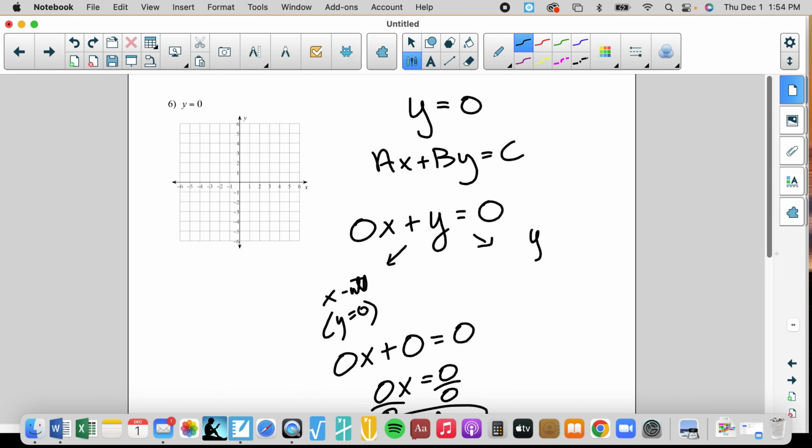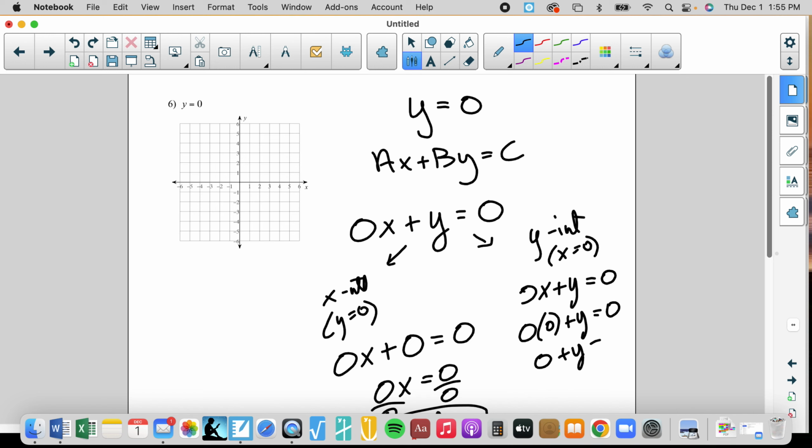Let's do the y-intercept. Y-intercept, x equals 0. So we have 0x plus y equals 0. So we'll plug in the 0 for x. So that's 0 plus y equals 0. 0 plus y, if we add 0 to y, we just get y. And this is my y-intercept. So I go on the y-axis and I make a dot. That is true. Now, where is y going to be 0? So this coordinate is 0, 0.